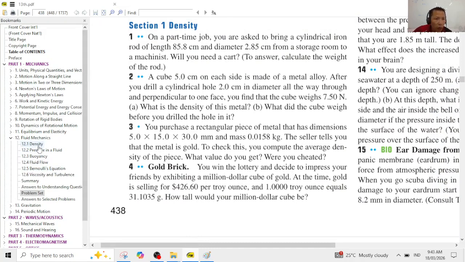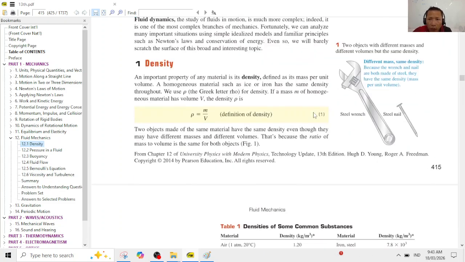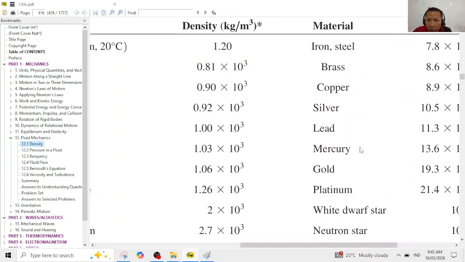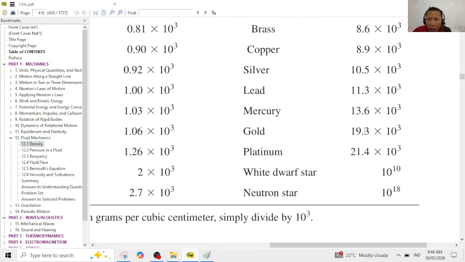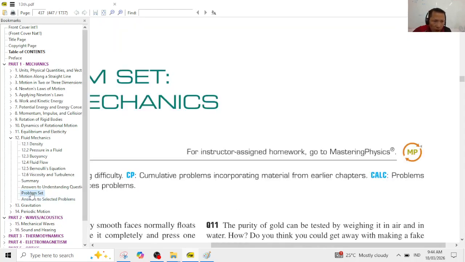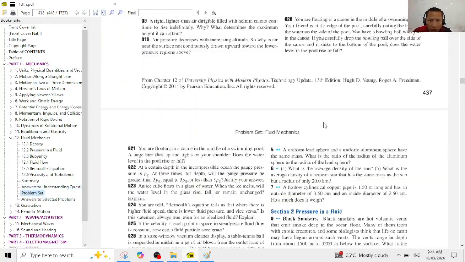What value do you get, and were you cheated? So we look for densities. They are in the book, you just copy them. For gold, that is 19.3. Meaning it is fake, because if that is gold, it should be 19. Mercury is 13.6, lead. Aluminum is 2.7, light indeed. Your gold is 19.3, so gold is really heavy for the space it occupies. That is density.